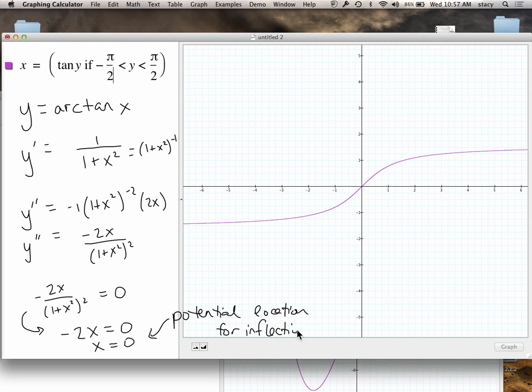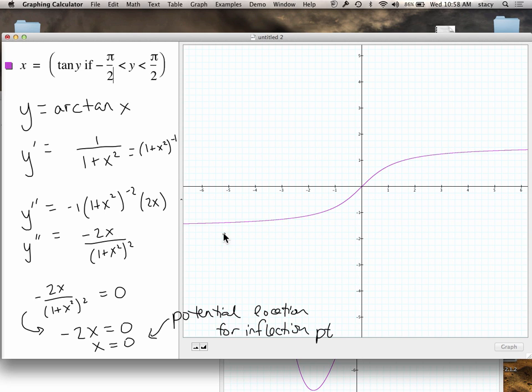Why do I say potential? Because we don't know if it actually is an inflection point until we check the sign of the second derivative, right? So I would have to plug in x values to the left of 0. So if I plug in an x value to the left of 0, notice that the denominator is something squared. So what does that mean about the sign of the denominator? It's always positive. So when I start plugging in values to check the sign of the second derivative, all I really have to check is what's going on in the numerator. So if I plug in a negative value, a negative times a negative is a positive, right?